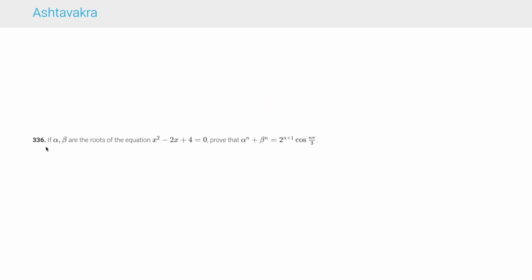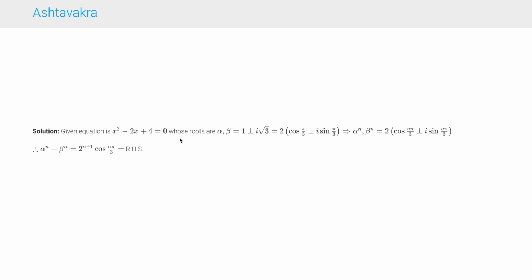Question 336 says that if alpha, beta are the roots of the equation x square minus 2x plus 4 is equal to 0, prove that alpha to the power n plus beta to the power n is equal to 2 to the power (n plus 1) cos (n pi by 3). So given equation is x square minus 2x plus 4 is equal to 0. So we find out the roots alpha, beta, which will be 1 plus minus i square root of 3. We convert this into polar form, which will be 2 (cos pi by 3 plus minus i sin pi by 3).